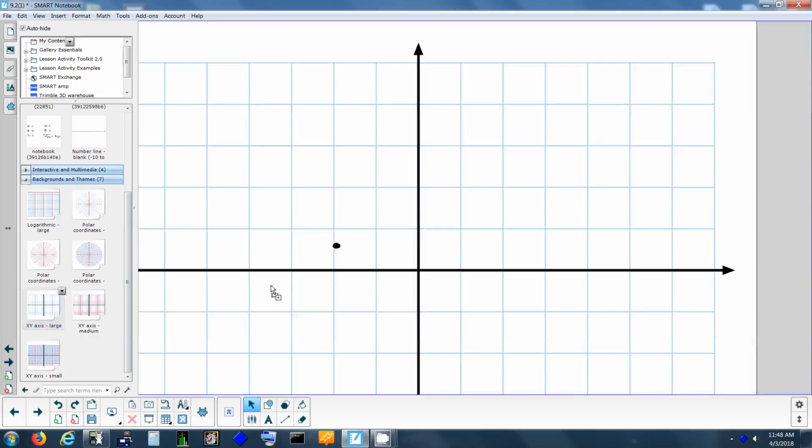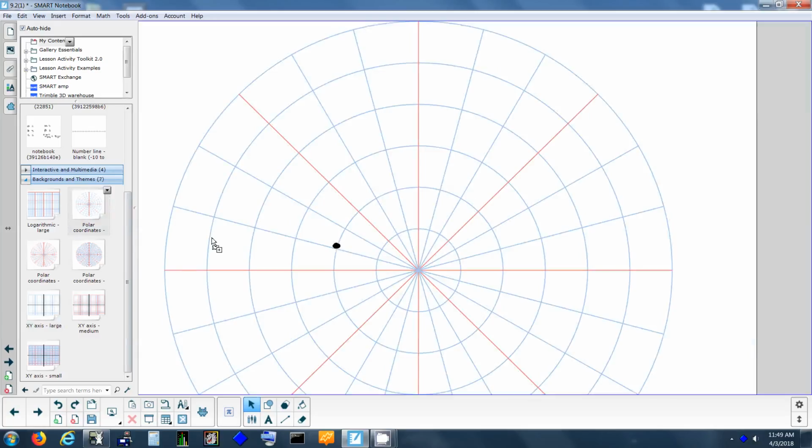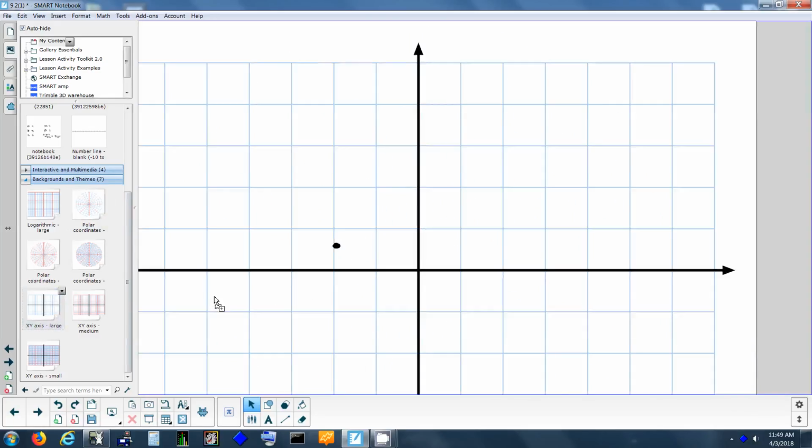So let's see. Does that look like it's at about negative 1.8, up 0.68? Yeah, looks pretty good. So just by changing the background behind the point, I'm able to check my answer. That's the original in polar. That's where it would be in rectangular. Any questions on that?